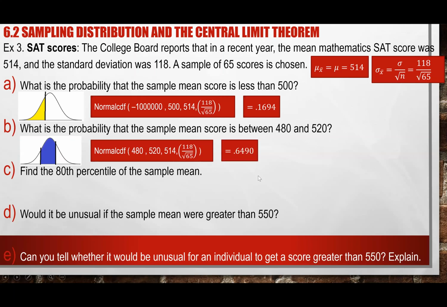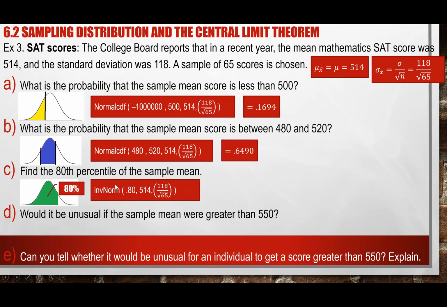Okay. And lastly, find the 80th percentile of the sample mean. Well, 80th percentile means 80% to the left. If it's 80% to the left, I know that I need to use the inverse norm, with 0.80, the mean is 514, and the standard deviation is the adjusted standard deviation, which is 118 divided by square root of 65. If you plug this in, your calculator should give you 526.3. Meaning if you score 526.3 on the math SAT, you are at the 80th percentile based on this information, okay?